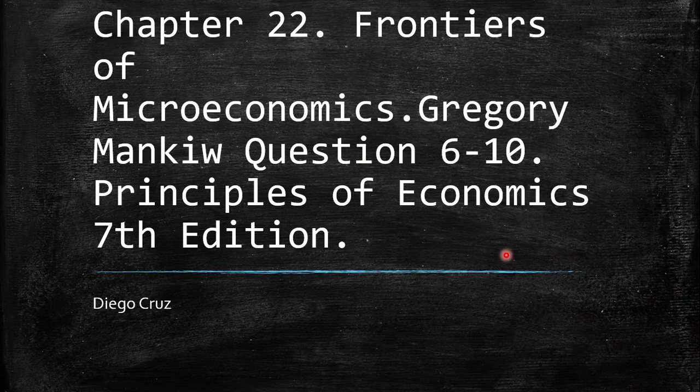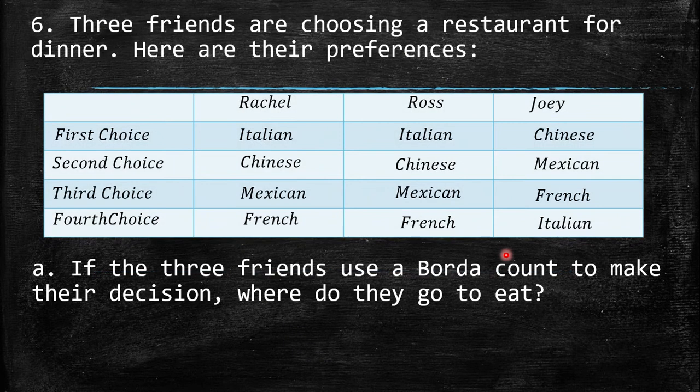We're going to develop during this video questions 6 and 7 to 10 of chapter 22, Frontiers of Microeconomics. Remember, this is a book of Gregory Mankiw, Principles of Economics. So the first question in this video is question 6.